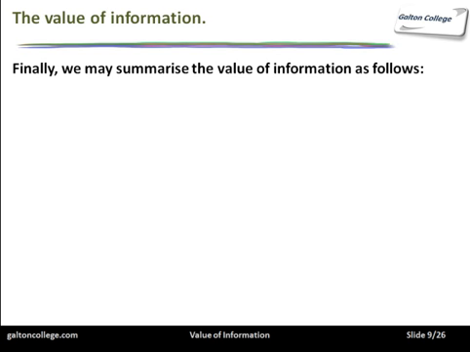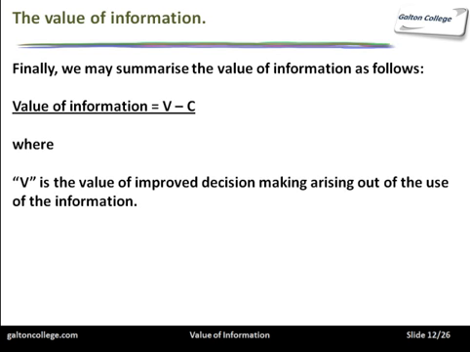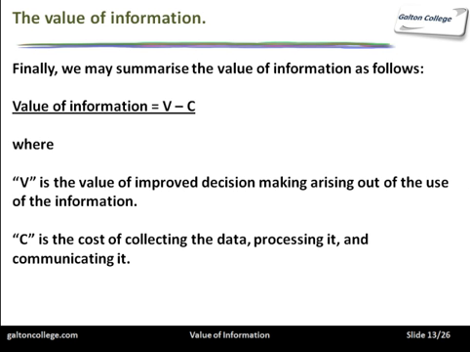Finally, we may summarize the value of information as follows. The value of information is simply sometimes expressed as V minus C, where V is the value of the improved decision making arising out of the use of information, and C is the cost of collecting the data, processing it, and communicating it.